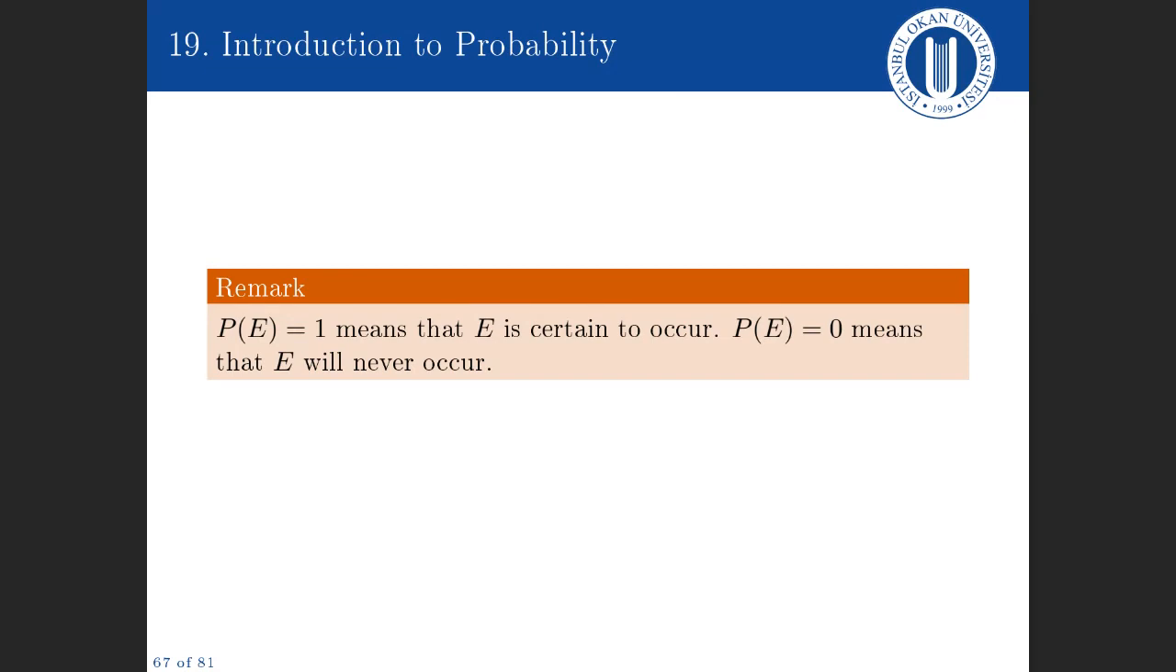Now, let me just remark, if we see the probability of an event is equal to 1, that means E is certain to occur. If we see that the probability of E is equal to 0, that means that E will never occur. 0 probability means it does not occur. Probability of 1 means it's certain to occur. It will always occur.